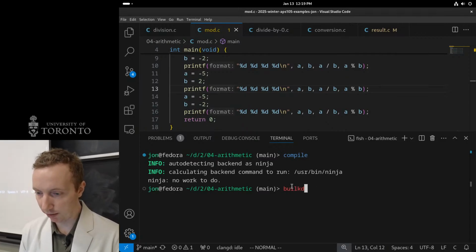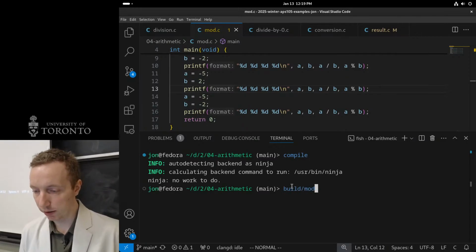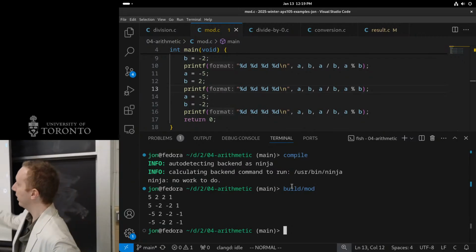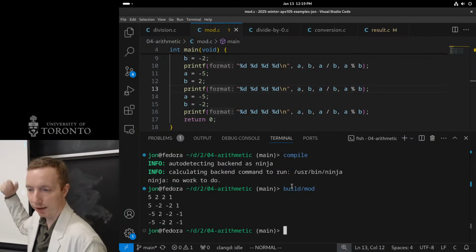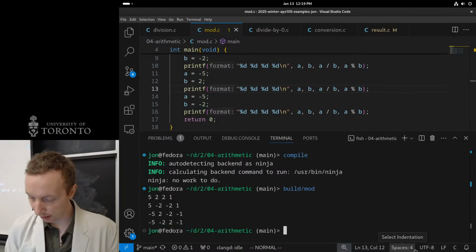So I can run this as just mod. And then see that indeed the answers are the exact same things that I got on the slide.